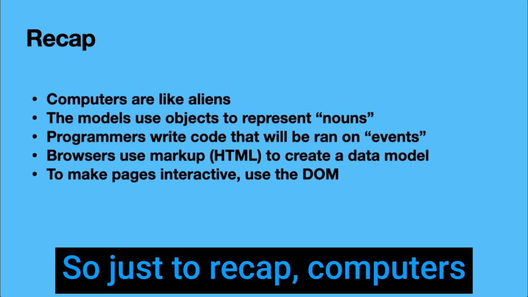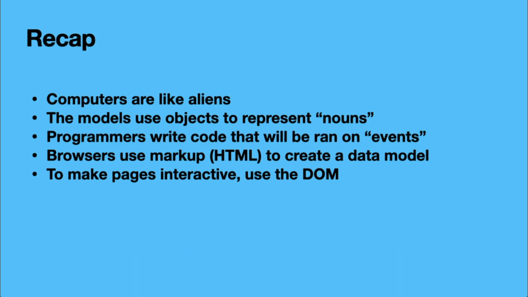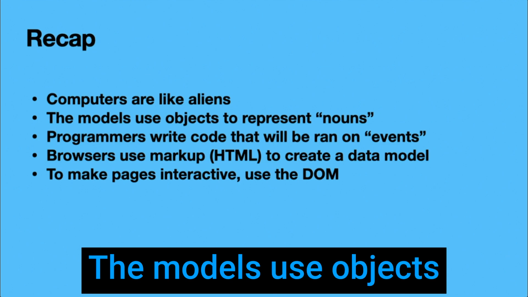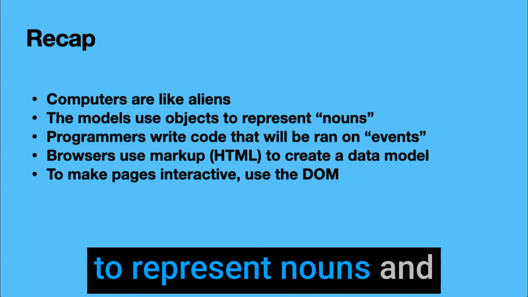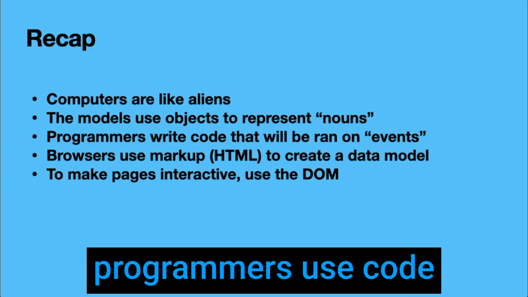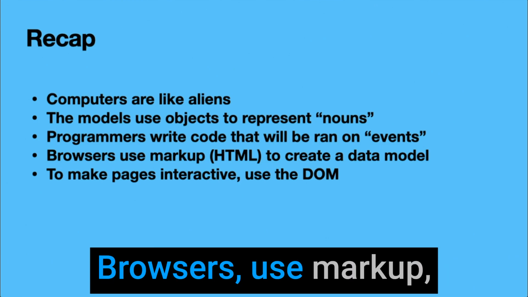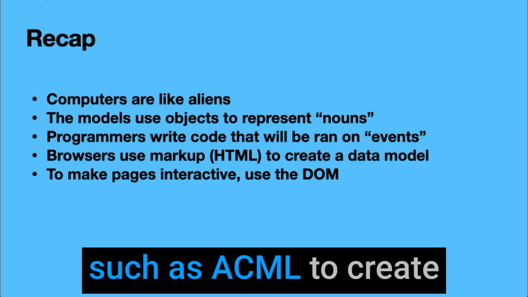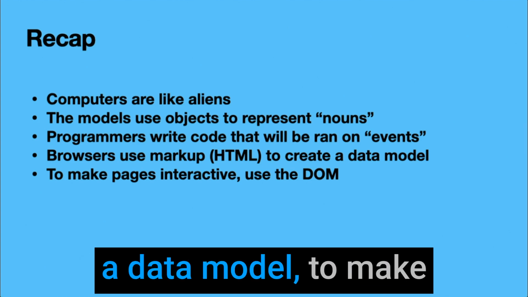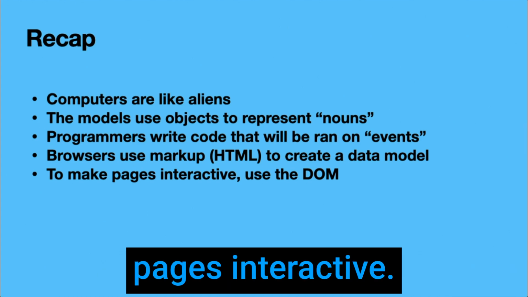So just to recap, computers are just like aliens. The models use objects to represent nouns, and programmers use code that will be run on events. Browsers use markup, such as HTML, to create a data model. To make pages interactive, use the DOM.